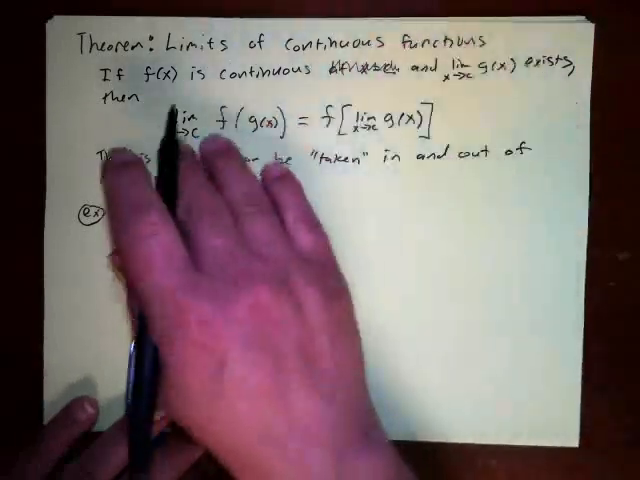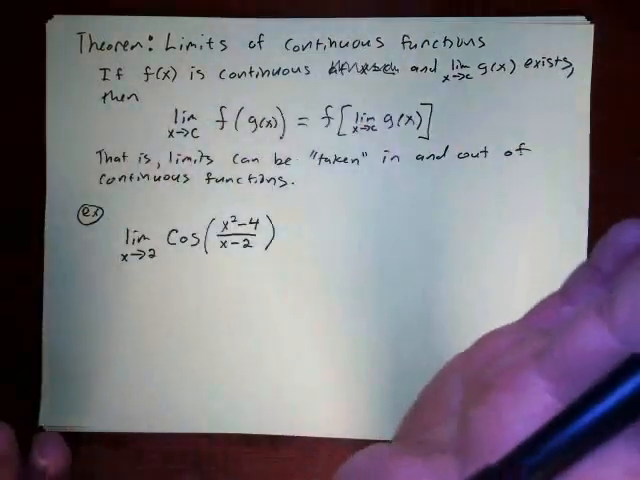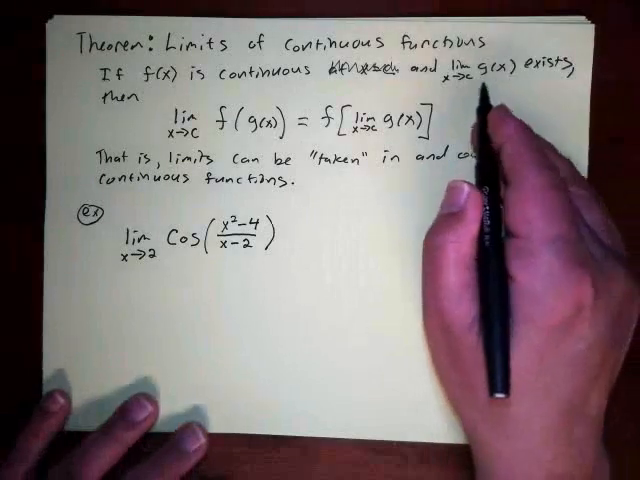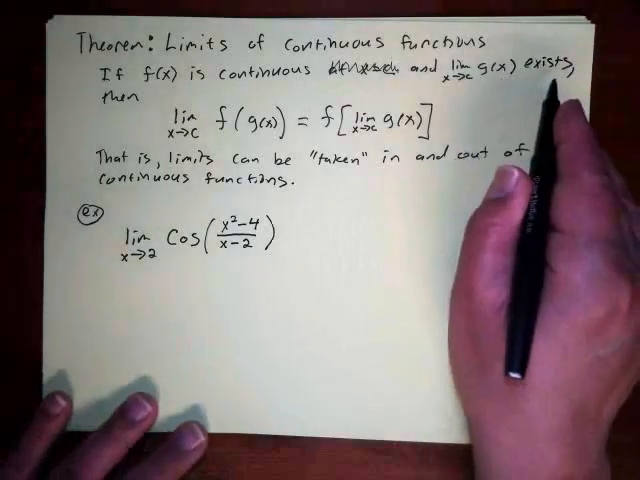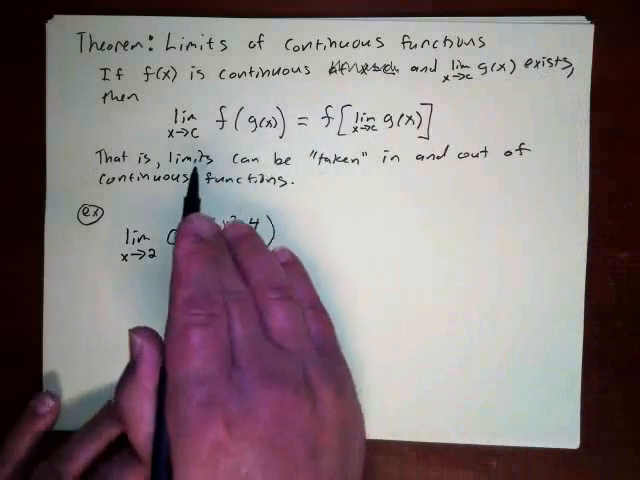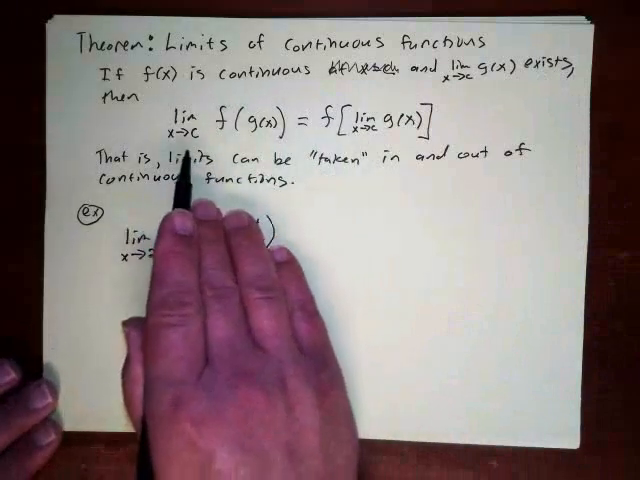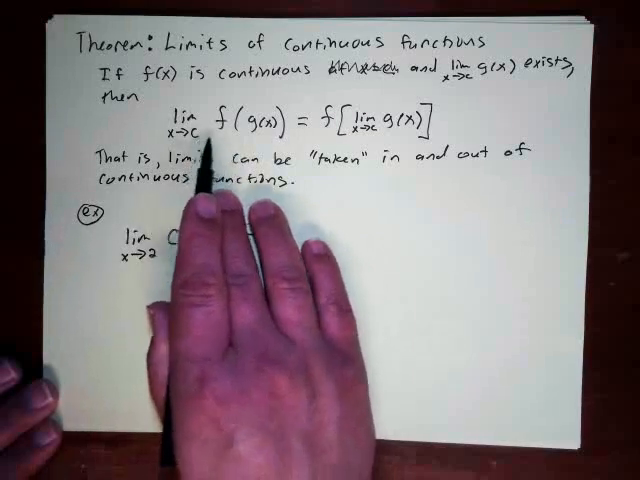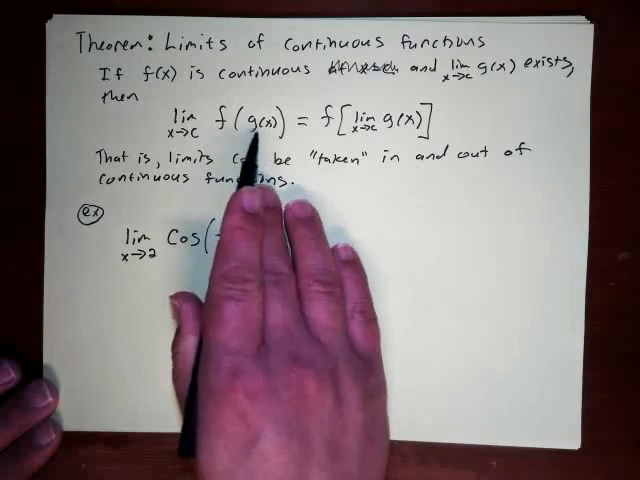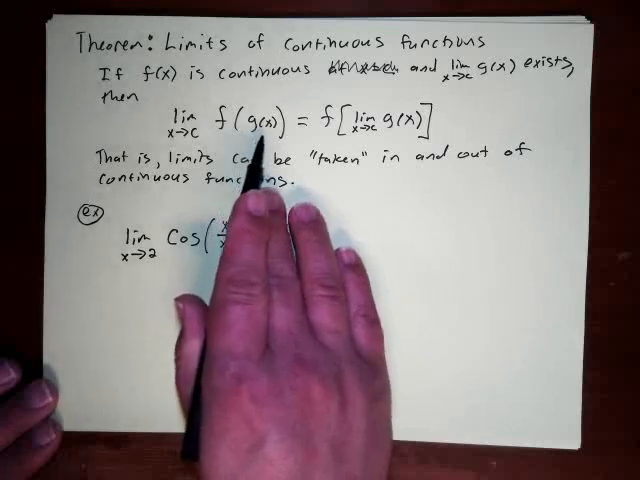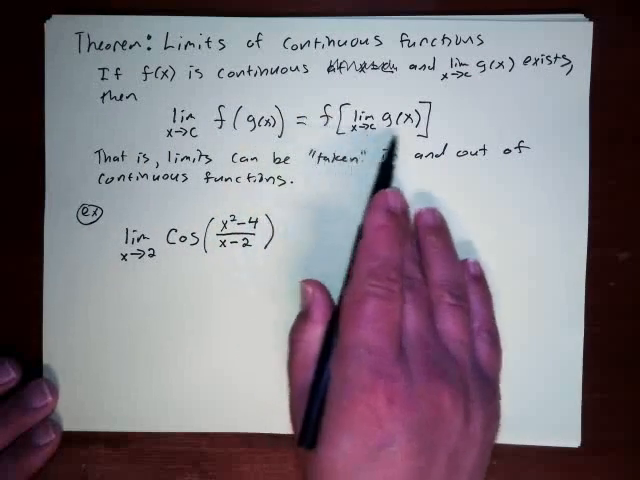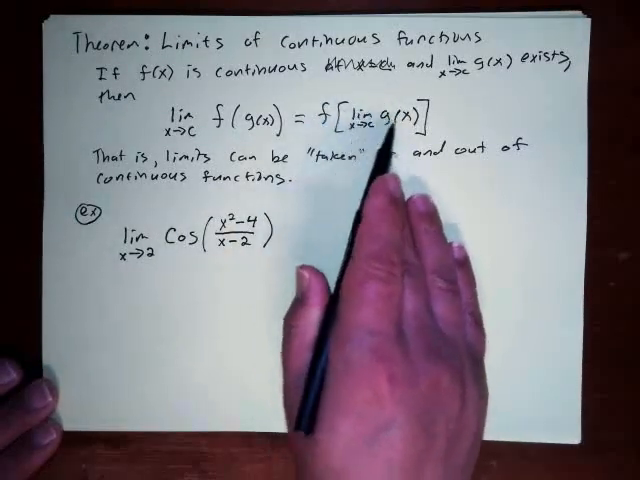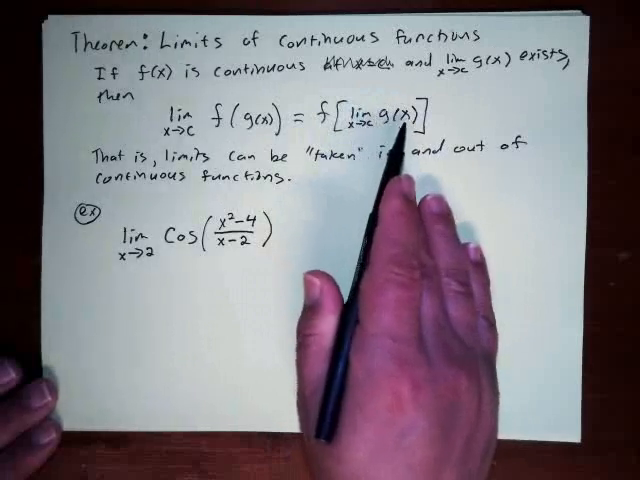If f of x is just a continuous function like sine of x or a polynomial or something else that's continuous, and the limit as x approaches c of g of x exists, then basically you can take the limit in and out of f, in and out of the function, right? The limit as x approaches c of f of g of x is equal to the function, bringing the limit inside the function, evaluated at the limit of g of x, okay?